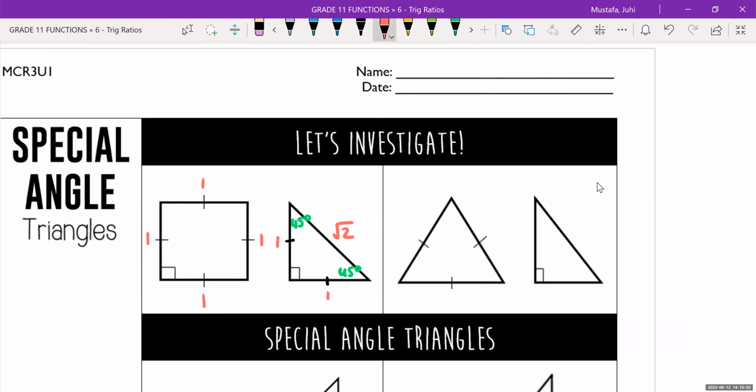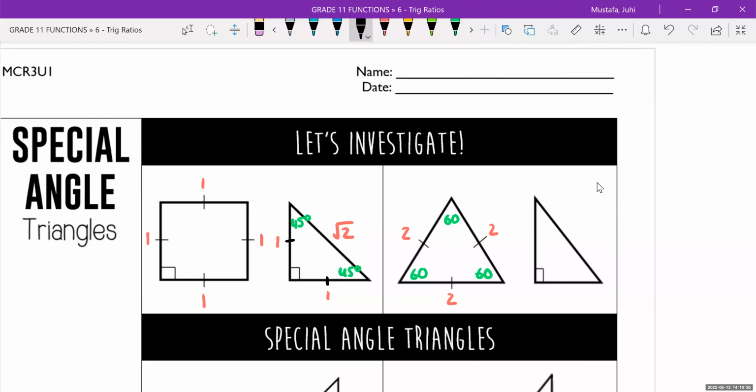For this one, I have an equilateral triangle, and I'm going to say each one of these side lengths is actually 2 units. It could be 1, but I don't want to deal with fractions, so I'm going to say it's 2 units. Does anyone remember what the angle measurement of an equilateral triangle is? Yeah, it's going to be 60, right? So 60 degrees here, 60 degrees here, and 60 degrees here, because they all have to add up to 180.